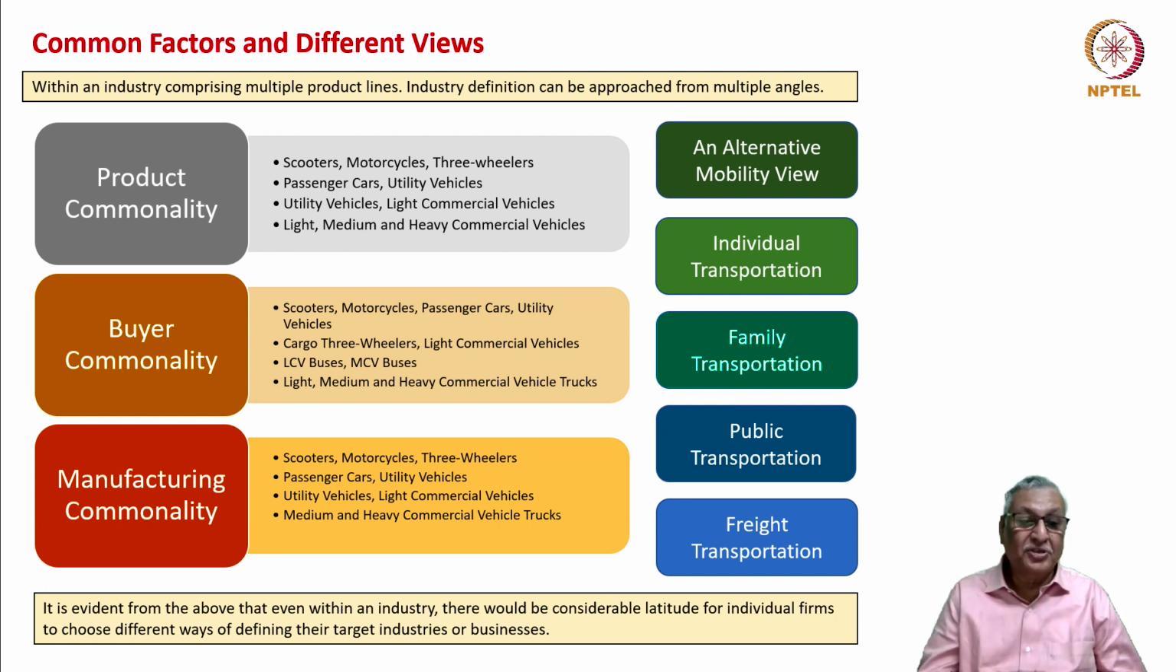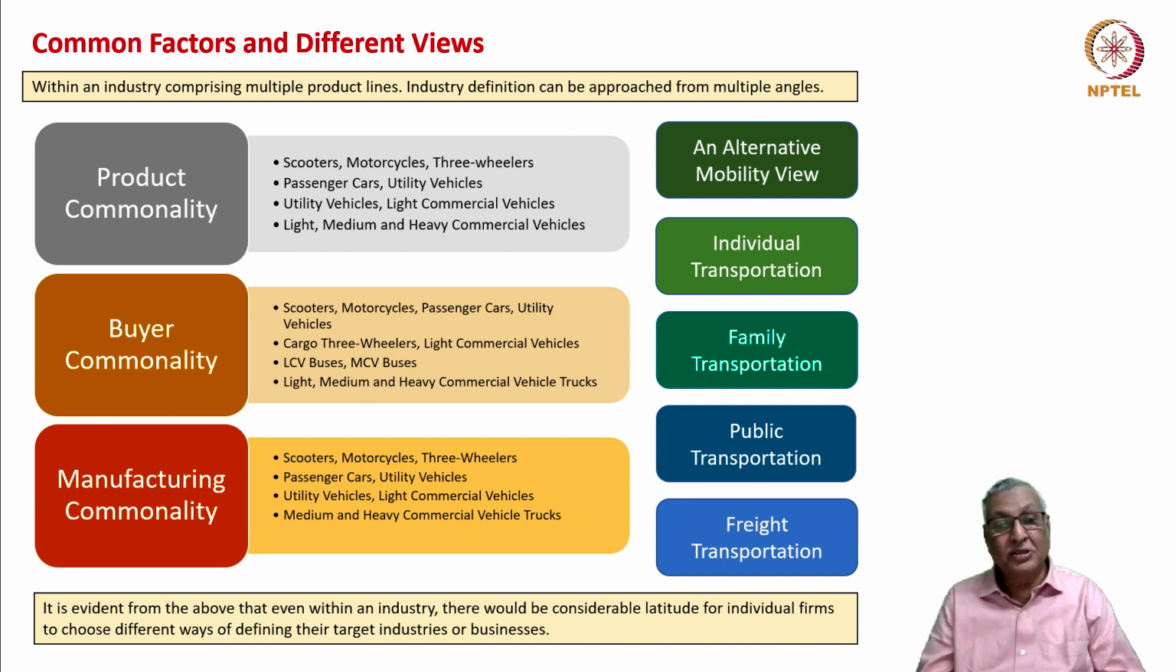In terms of manufacturing, scooters, motorcycles and three-wheelers can be manufactured by a common facility. Passenger cars and utility vehicles can be manufactured by a common facility. Utility vehicles and light vehicles can be manufactured by one common facility. Medium and heavy commercial vehicle trucks can be manufactured by a different type of common facility. We cannot do one in the other easily.